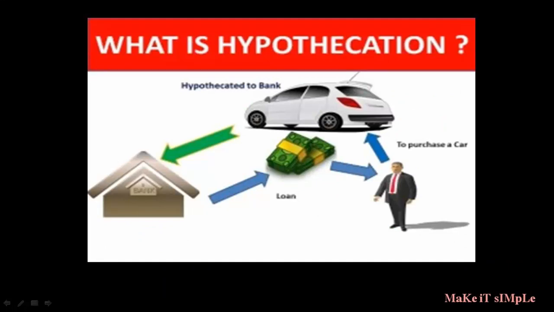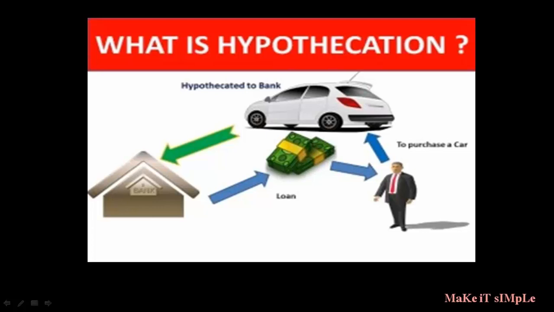Suppose you want to purchase a car. You are taking a loan from a bank and you are purchasing a car. Now the bank will take this car as a security until you repay the full amount. Mostly this hypothecation is taken in the case of vehicles. So this car or auto will be written as hypothecated to the bank. The bank is taking this vehicle itself as a security. So until you repay the full amount, this is under the control of the bank. Monthly you will be paying the interest and the principal amount to the bank.